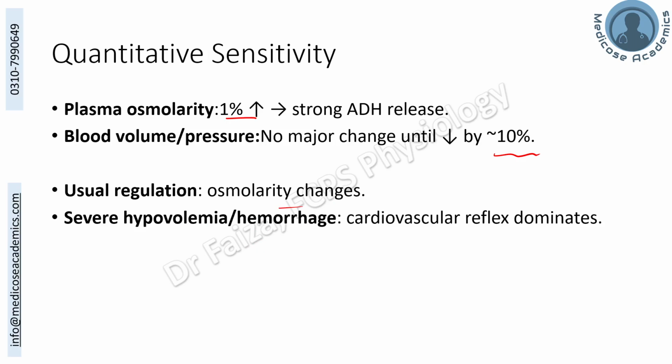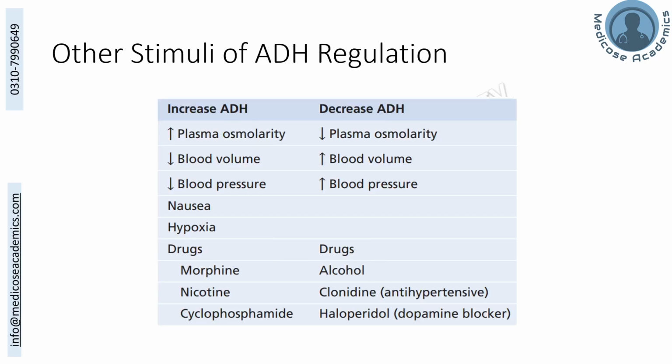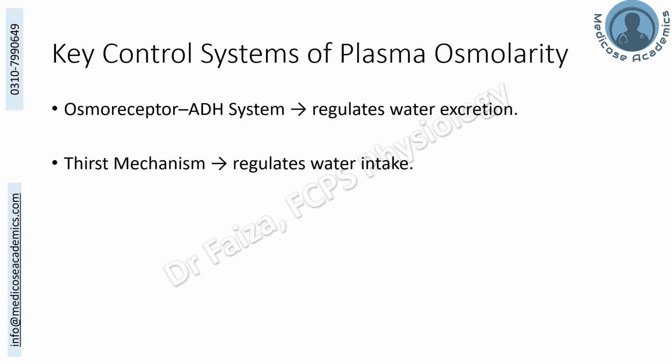Despite the plasma osmolarity being normal, they will still stimulate the production of ADH in severe situations. Other stimuli for ADH release: increased osmolarity, decreased volume and pressure. Other than that, there are many more, for example, hypoxia. And if we reverse them, they will be the stimulus for decreased ADH release. Among miscellaneous factors, you can see alcohol decreases the release of ADH, thus having its diuretic action. So that's all about the osmoreceptor ADH system.